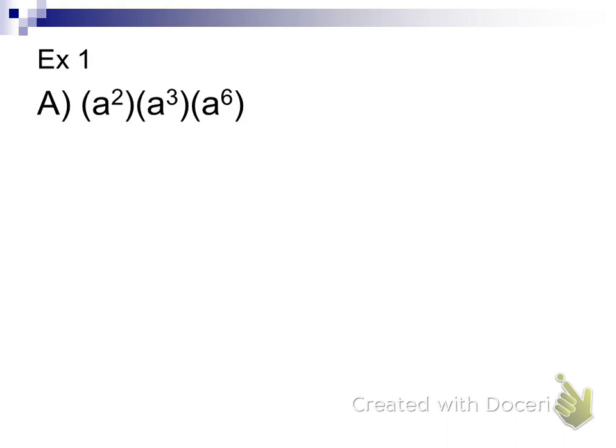Part A, I have a to the second times a to the third times a to the sixth. Big money question today. Multiplying the exponents or adding the exponents? Yes. Adding the exponents. They each have their own base of a. The bases all match. We add the exponents. A to the 11th.